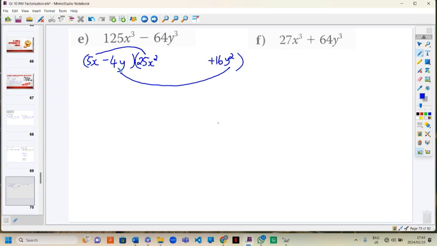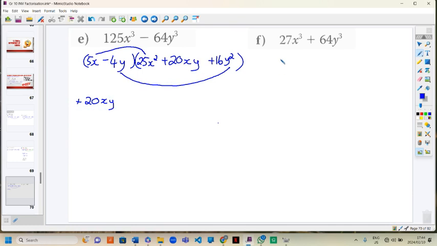So let's look now. How do I get that middle term there? I take these terms, I multiply them. So what is 5x multiplied by negative 4y? It's negative 20xy. Very good. But I can't just take it as it is. I need to switch the sign. So we've got plus 20xy. Awesome stuff. Hope that makes sense.